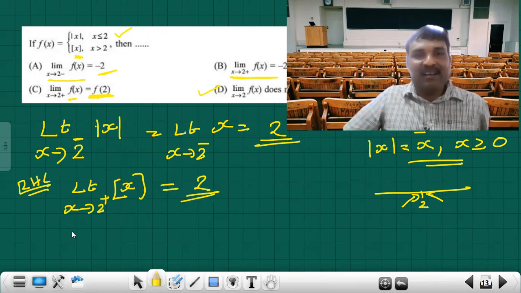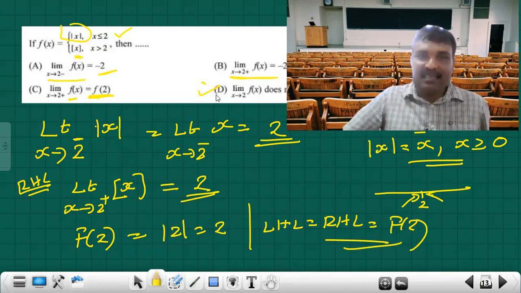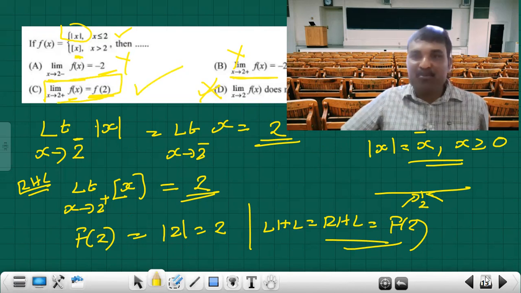So our left hand limit is equal to the right hand limit. Then what is the value of f of 2? f of 2 is given as mod x, right? Mod 2 is equal to 2. So this implies the left hand limit is equal to the right hand limit, which is equal to f of 2. So this B is a wrong option. This is minus 2, this is wrong. So limit x tends to 2 plus f of x is equal to f of 2. C is the correct option.